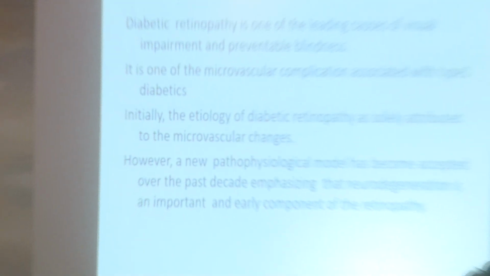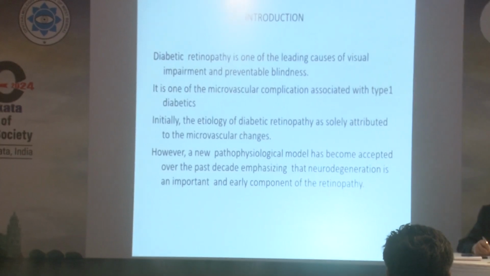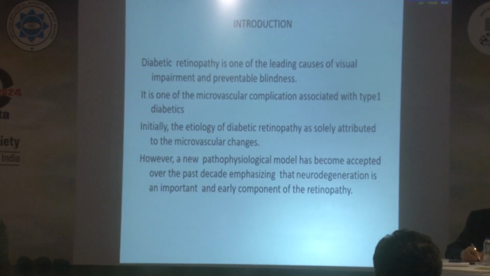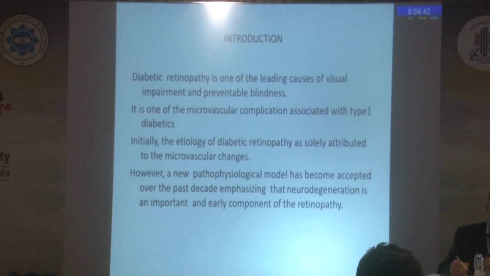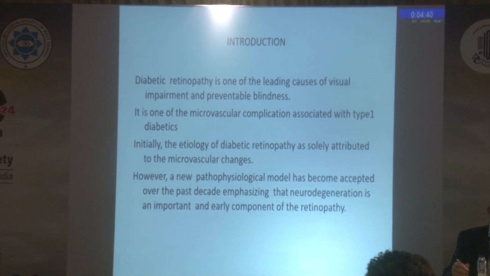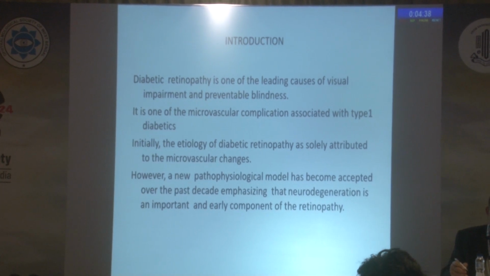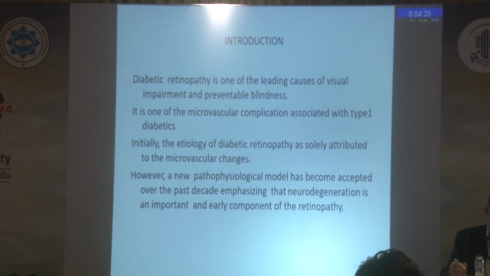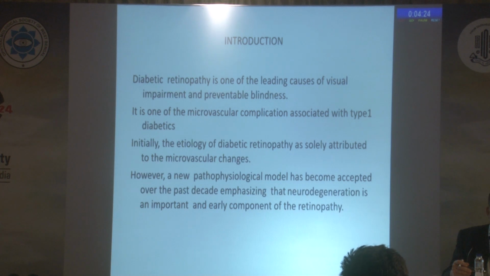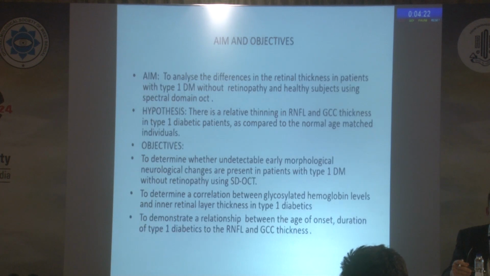As we all know, diabetic retinopathy is one of the leading causes of visual impairment and preventable blindness. It is one of the microvascular complications associated with type 1 diabetes. Initially, the etiology of diabetic retinopathy was solely attributed to microvascular changes. However, a new pathophysiological model has become accepted over the past decade, emphasizing that neurodegeneration is an important and early component of the retinopathy.